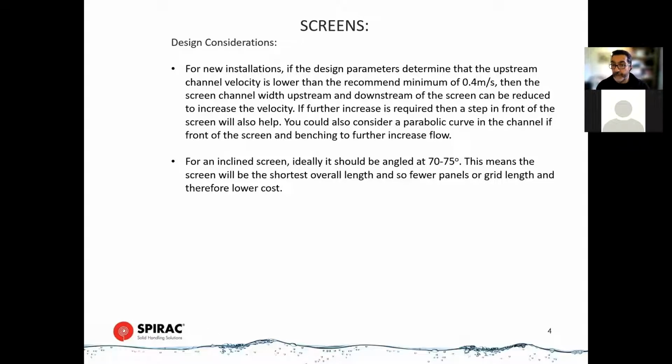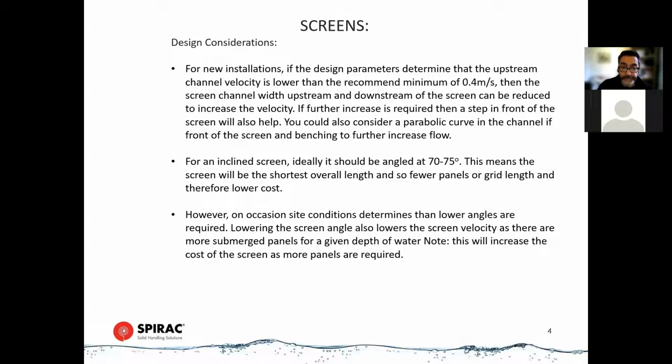Of course, because it's at that angle, the screen will be its shortest overall length, because there are fewer panels or grid length required because of the angle, and therefore you get a lower cost for the overall screen. So when you're thinking about not only the screen design but also the cost of the project, that's really a good starting point: make sure that you can design the screen with an angle of 70 to 75 degrees in the first instance.